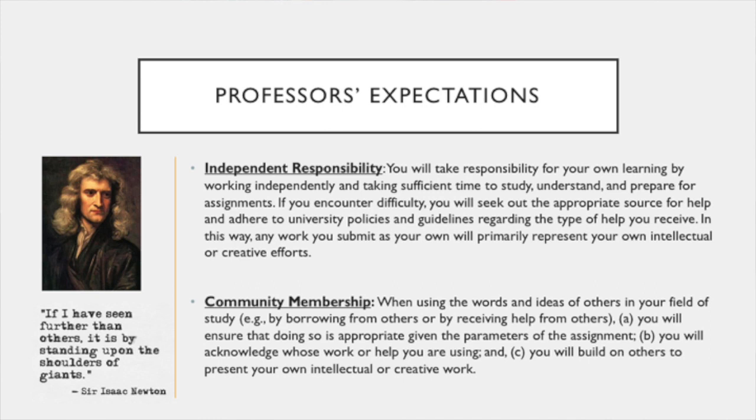While different professors can have a wide range of expectations for certain assignments, when it comes to issues of academic integrity, they generally expect that you will engage with your academic work honestly and responsibly in order to develop as a student and as a potential future professional. Broadly speaking, though, their expectations for you as a student with regard to academic integrity fall into 2 major categories: independent responsibility and community membership.